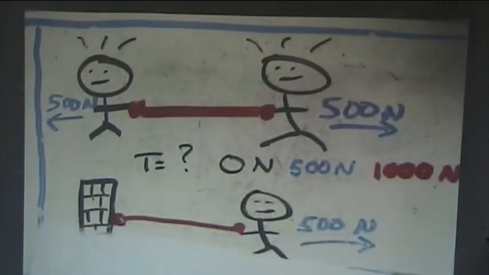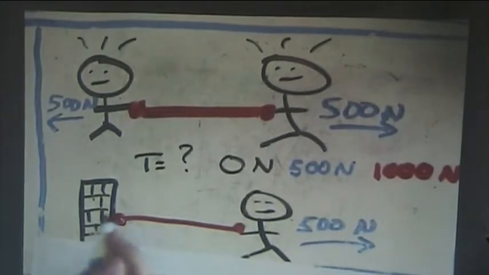What if you just tied a rope to a wall and tugged with a force of 500 newtons? It'd be pretty easy to say that if the rope's tied to a wall and you tug with a force of 500 newtons, then there's going to be 500 newtons of tension in the rope as it pulls on the wall. But don't forget about Newton's third law.